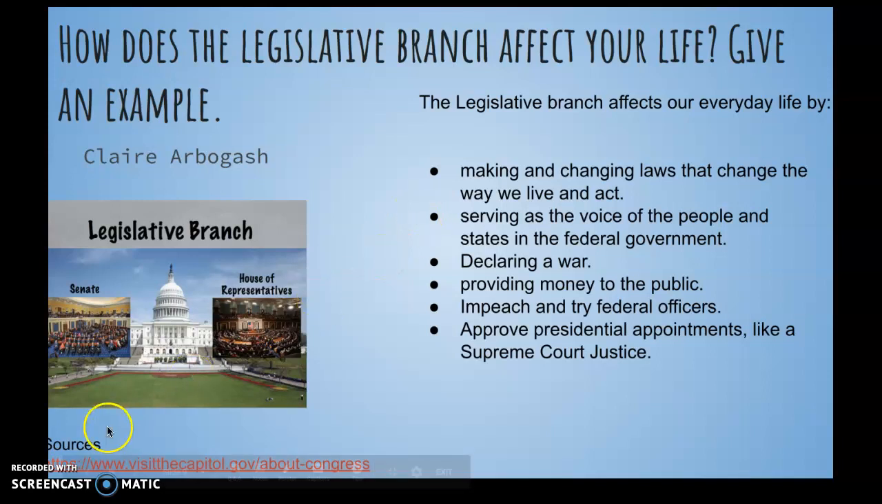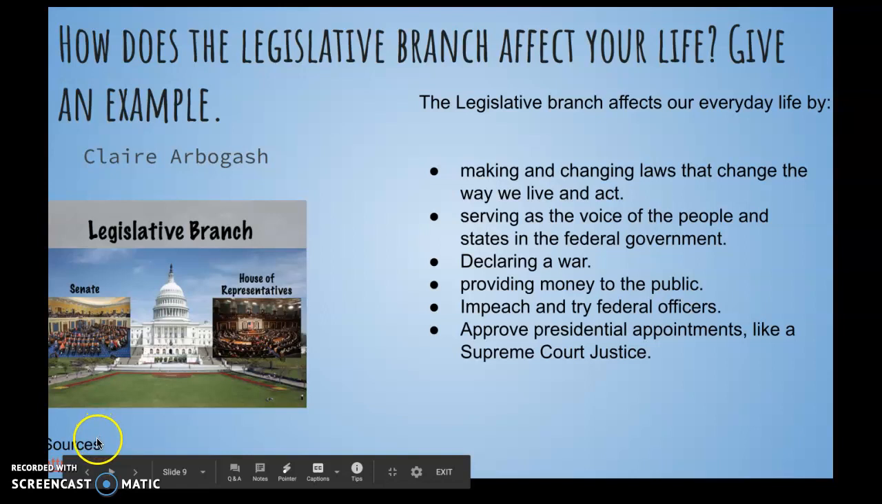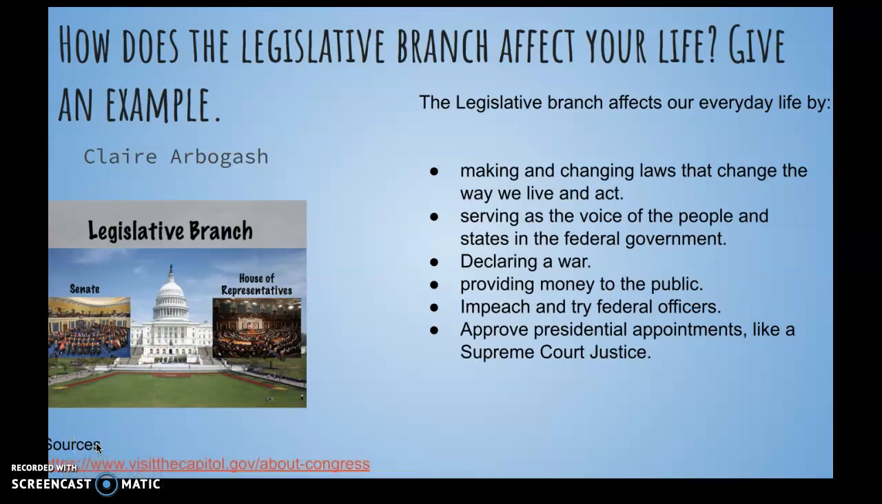And that's as far as we got on Thursday and Friday last week. So we talked about that, and then we began playing a Kahoot. The next thing we're going to talk about is the executive branch, which we'll be talking about in our next class.